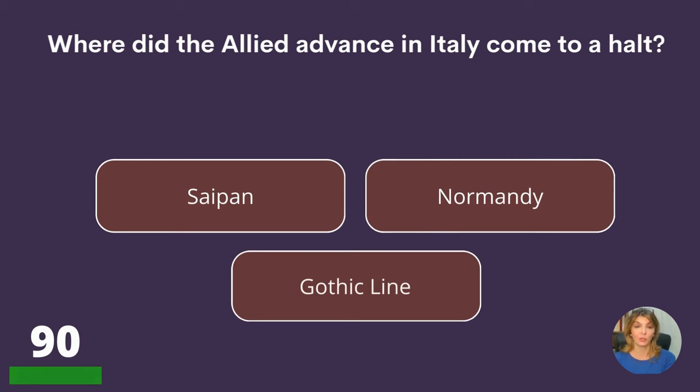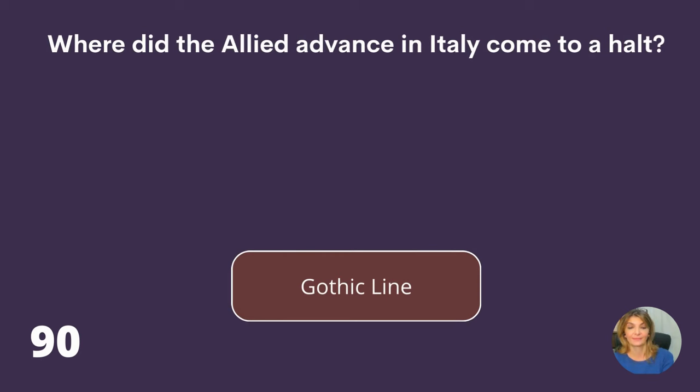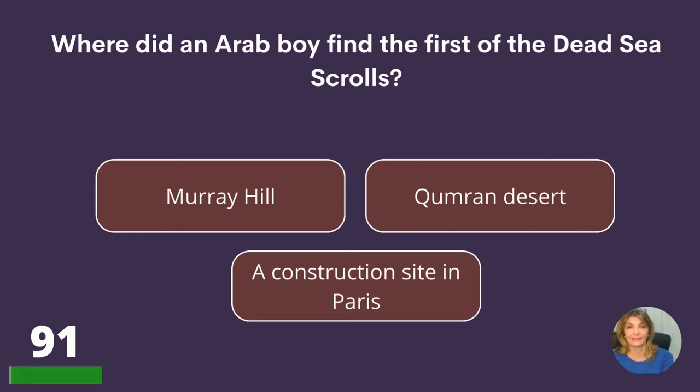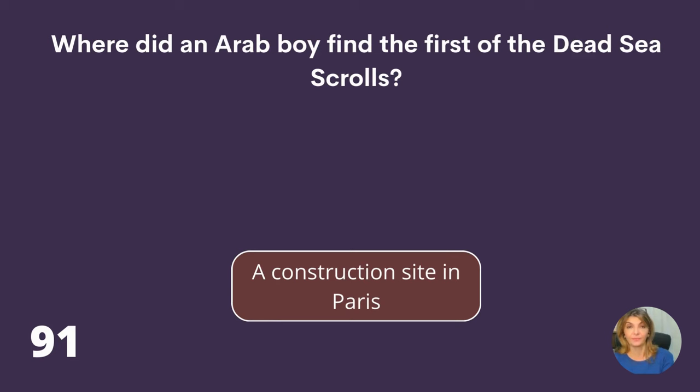Where did the Allied advance in Italy come to a halt? Saipan, Normandy, or the Gothic Line? The Gothic Line. Where did an Arab boy find the first of the Dead Sea Scrolls? Murray Hill, the Qumran Desert, or a construction site in Paris? A construction site in Paris.